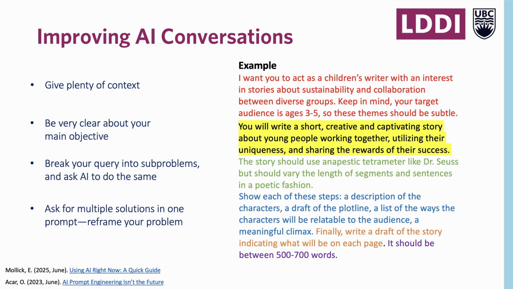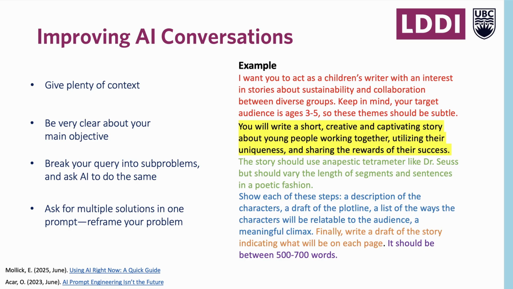So the first tip, and this is something we were already talking a lot about, is giving a ton of context. So instead of just saying, when you're providing the character, become a writer, we want there to be, as you can see here, an interest in stories about sustainability and collaboration. This is the kind of thing that maybe I'm interested in. So I'm going to put that persona on ChatGPT when I'm asking it to help me with something, right? And somebody who knows that their target audience is 3 to 5, that's another piece of context, right?